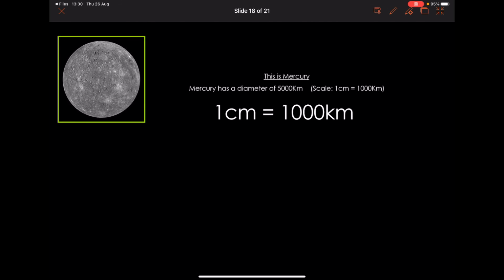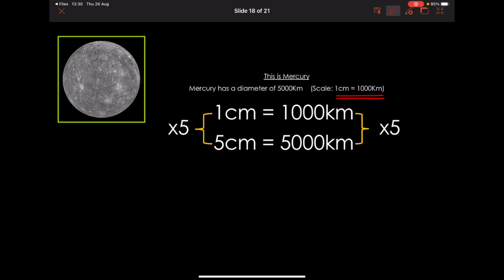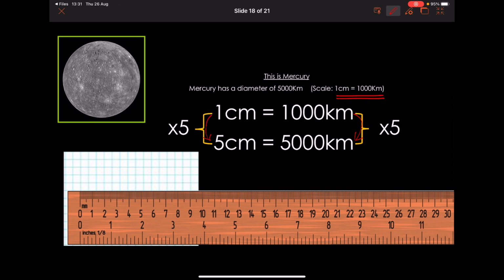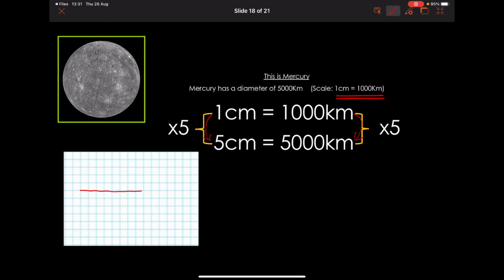So what we would do is, if 1 centimetre is 1,000 kilometres, what we can say is that 5,000 kilometres is 5 centimetres then. Can't we? Because we would have had to times by 5 to get to 5 centimetres. So we'd have times by 5 this side to give us 5,000 kilometres. And if I was to draw this now, I would draw a 5 centimetre long line, which would go about to there.